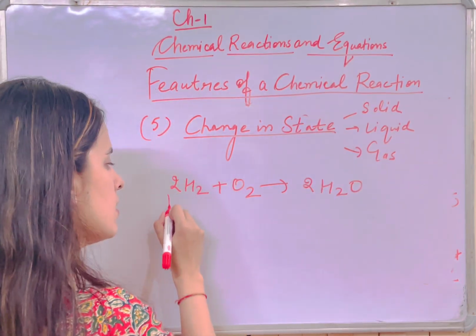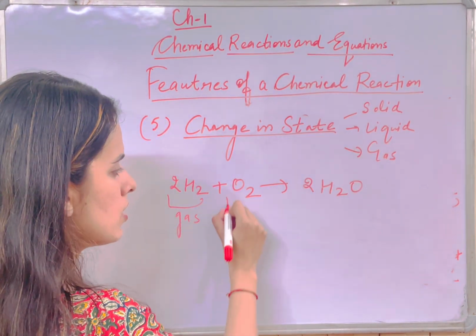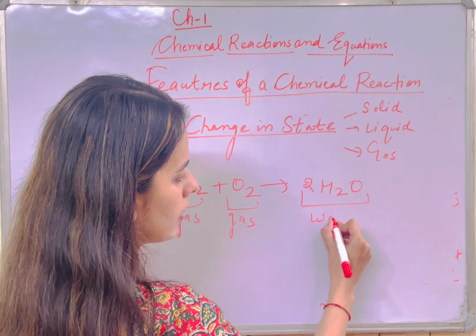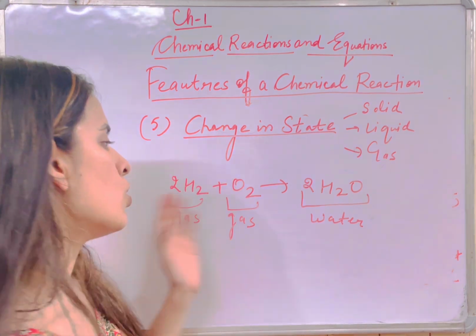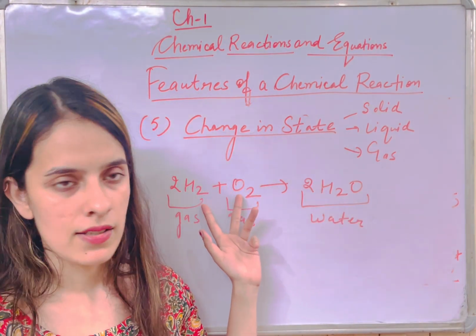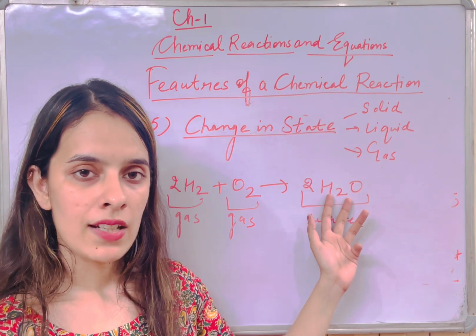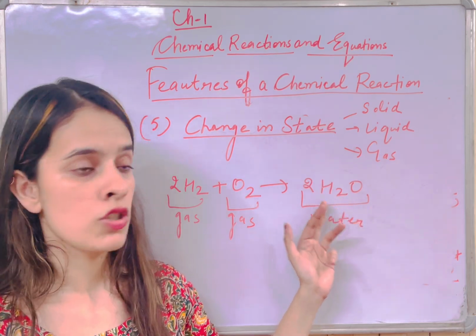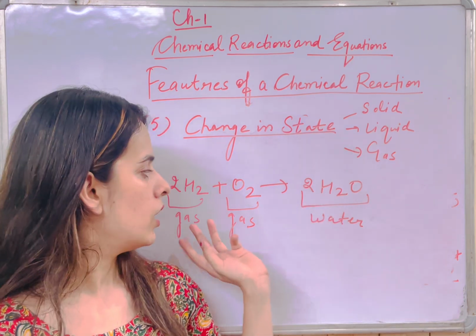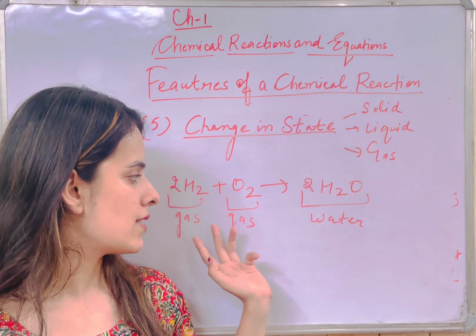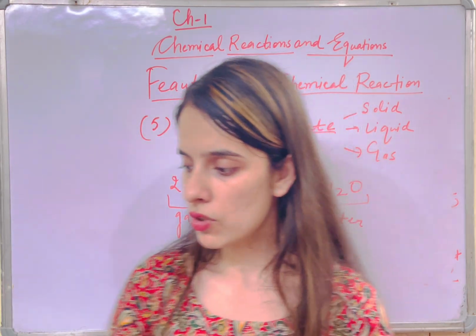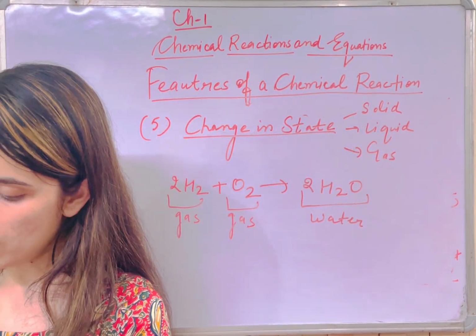यहाँ पे you can see this is a gas. Oxygen is also a gas. This is water, right? So both are the reactants. The right hand thing is called product. So when a product is formed, we can say it's water. The state has been changed. Initially both the reactants were gases and the product is water. So there is a change in state. So this is also one of the features of a reaction.